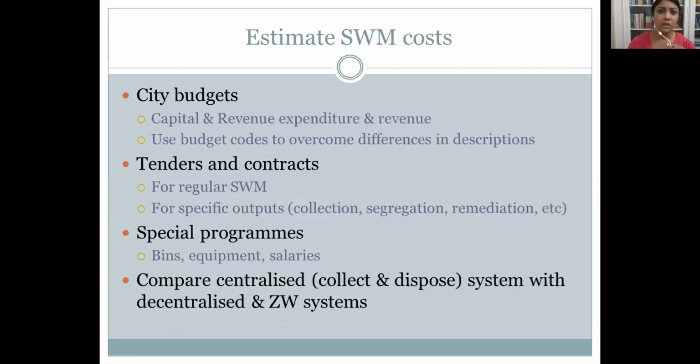Of course, Miko has already gone into how does one really estimate costs for both a centralized and a decentralized zero waste system. One place where we can look for this information is obviously city budgets. The other is in public procurement documents, tenders and contracts, and also proposals and approved budgets for special programs like pedestrian plaza or city beautification.